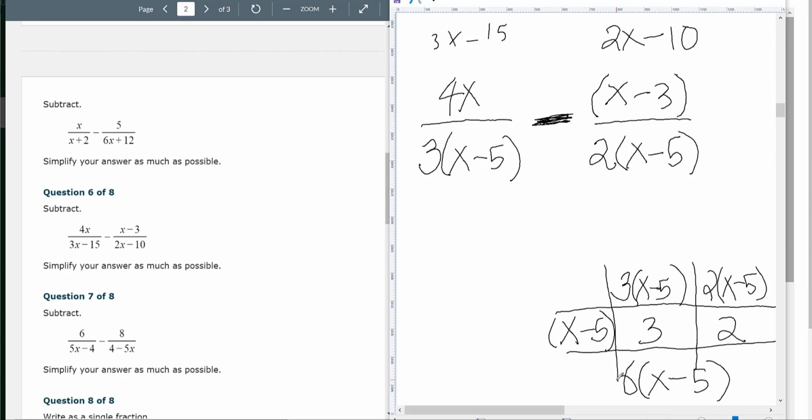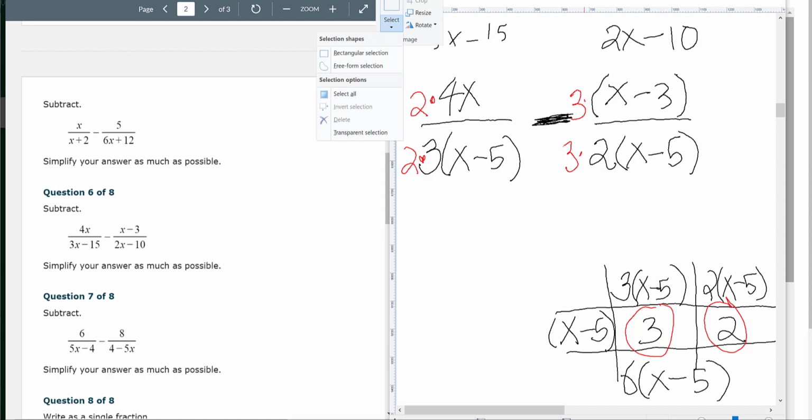Both of these must have 6 times x minus 5. Well, the first one is missing a factor of 2. That would give me the 6. I've got the 3, I need the 2. If I multiply the bottom by 2, I have to multiply the top by 2. The second one, 2 times x minus 5, is missing the 3. So multiply the bottom by 3, have to multiply the top by 3. And having those parentheses there remind me I'm going to be distributing the 3 and the minus times both of those. So this little chart is a way that helps me to find the least common denominator.